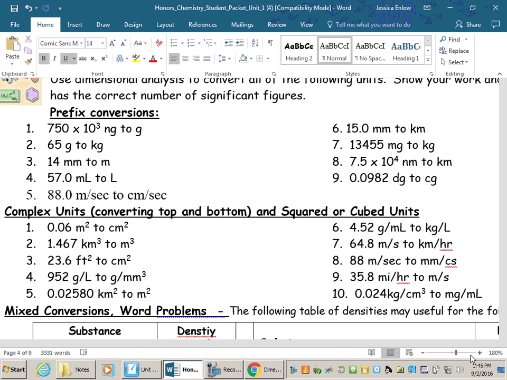So then the bottom of the second. So for number 2, it's 65 grams. There's 1,000 grams in a kilogram, and that just times it by 1,000. So like 0.065.